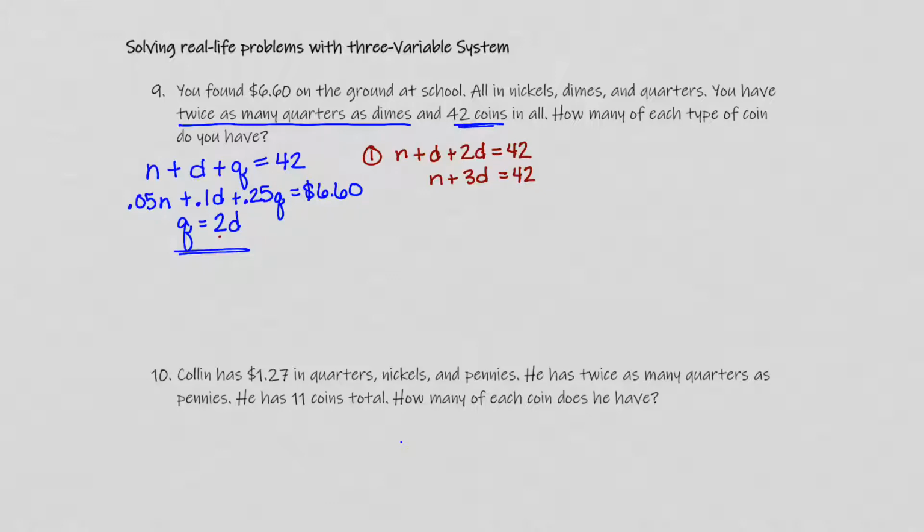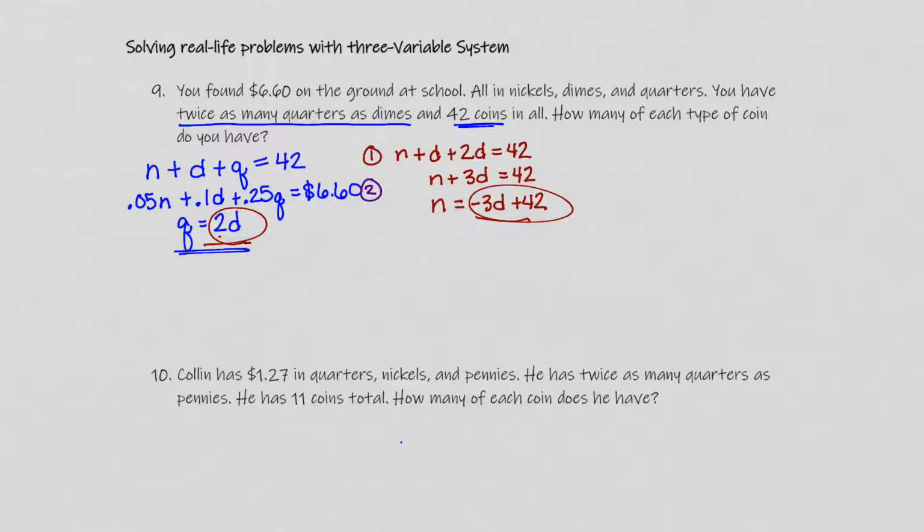Okay, and I could solve this for n. n equals negative 3d, if I subtract it from both sides, plus 42. So I have something for q in terms of d, and I have something for n in terms of d. So now if I take equation number 2 and I plug in what n equals and what q equals, I'll have all d's in my equation. So I'm doing this one all by substitution.